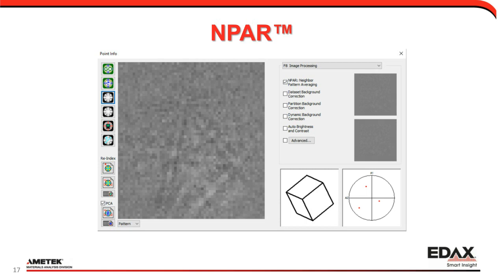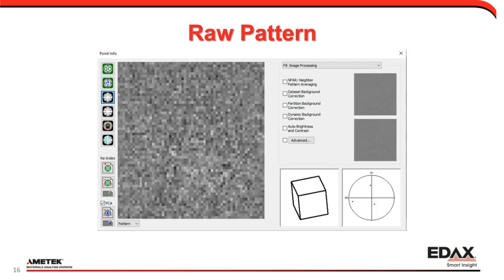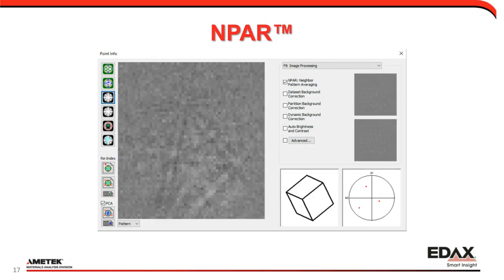So here is the previous image. You can see evidence of some lines, switching lines, but in the end, NPAR turns that pattern into this. This is an indexable pattern already, but we can go one step further.